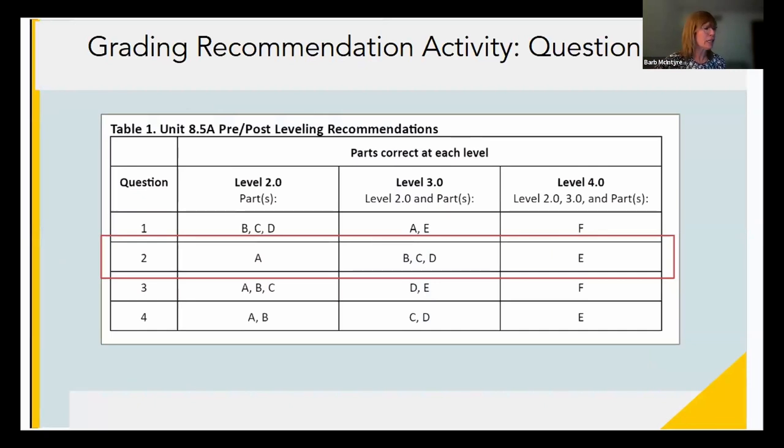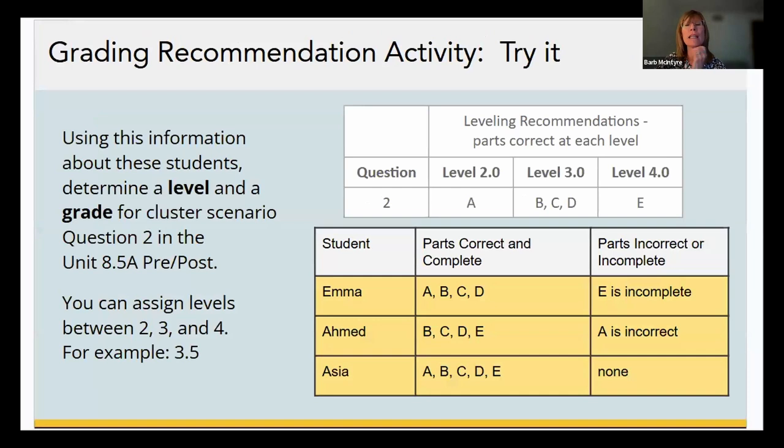So we're going to do a quick activity here where you're going to take a look at, say, question 2. We've got level 2, they have to get A right. At level 3, B, C, and D. Level 4, they have to get E right. And so let's take a look at some different students and figure out what we would grade them. So we've got Emma. She got A, B, C, D all correct, but E is incomplete, that last question. Ahmed got B, C, D, and E correct, but missed A. Asia got everything right and nothing is incorrect.